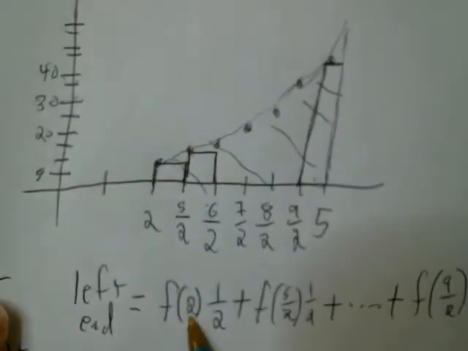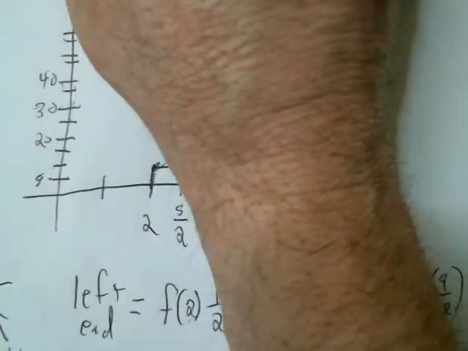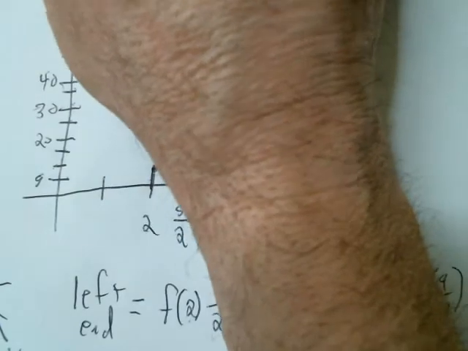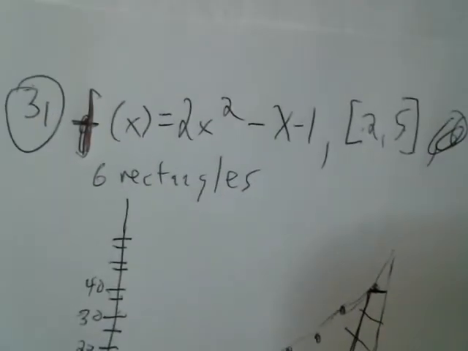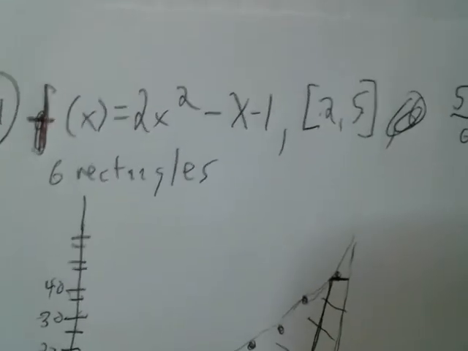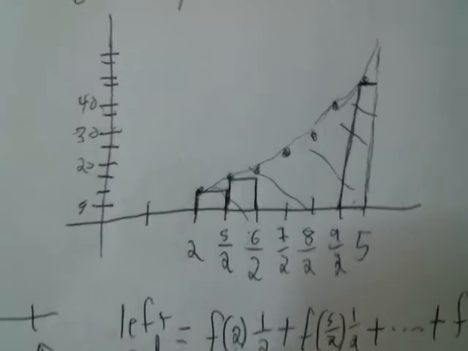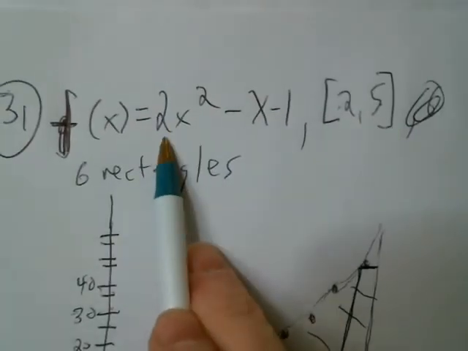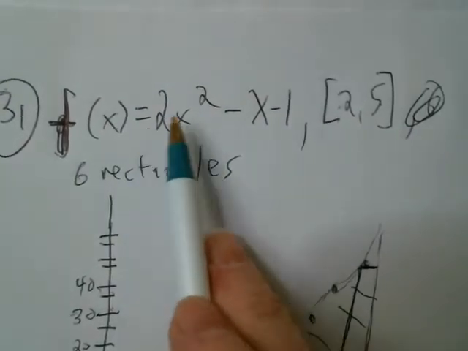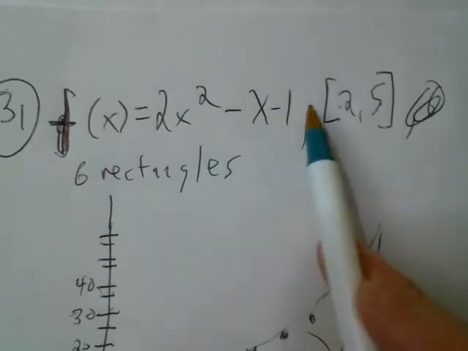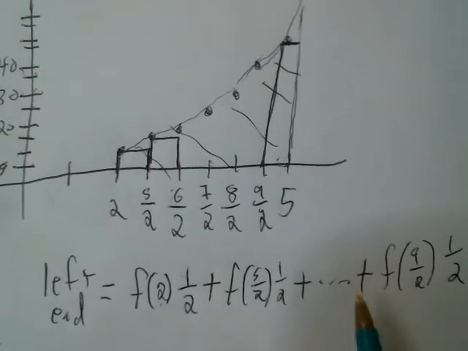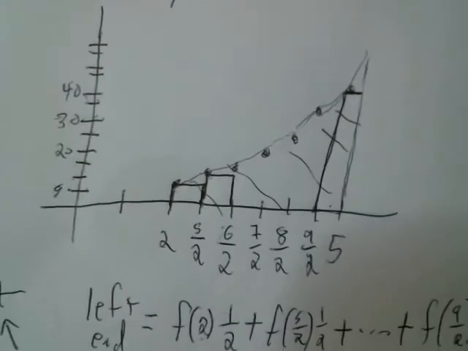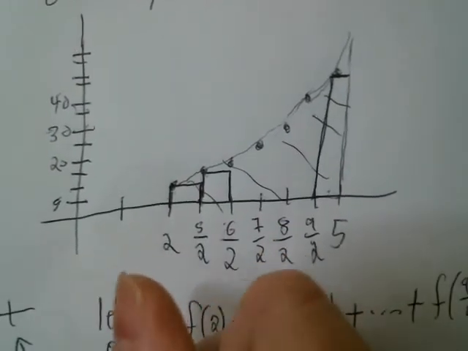Okay, and then if you plug that into your calculator, you're going to get 55, right? So you plug the 2, and sorry, let me just call this f of x rather than g of x. So what am I doing? I'm plugging 2 into this function, so 2 times 2 squared is 8, minus 2 is 6, minus 1 is 5. So I would have 5 times 1/2. And then I plug 5/2 in there, and then I add them up. I get 55. Okay, so that's the left endpoint.